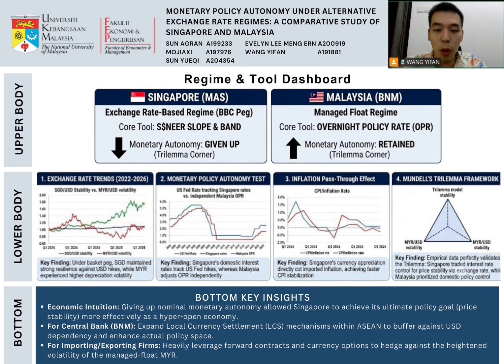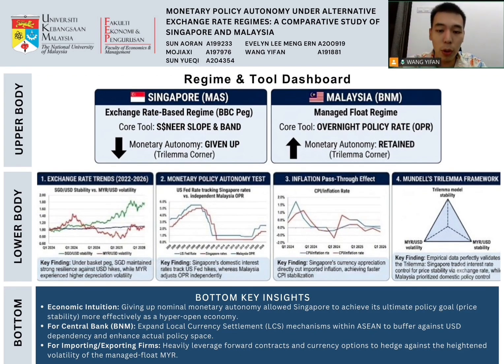Next, Chart 2 presents the interest rate transmission. While the US Fed rate skyrocketed to about 5%, Malaysia's OPR remained highly stable and autonomous around 2.75% to cushion domestic borrowers. Singapore's SORA, however, directly tracked the global market forces, moving sharply in tandem with US rates.